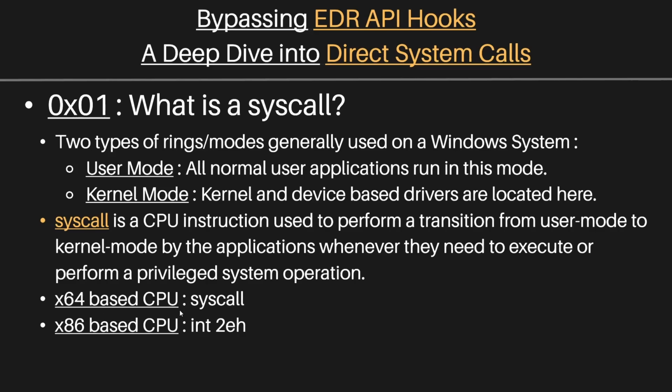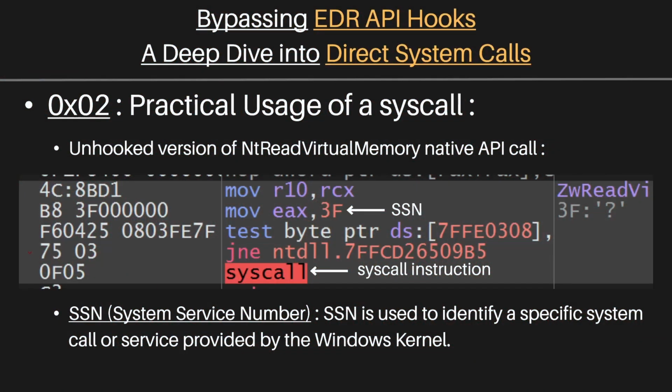On 64-bit based CPU, if you want to perform a syscall, the instruction used is going to be syscall itself. And on x86-based CPU, which is the 32-bit architecture, if we want to perform a syscall, the instruction which we use is int 2eh. Alright, so next we have the practical usage of a syscall. Now, this is an image from x64dbg, which shows the disassembled version of the NtReadVirtualMemory native API call. And now, this is the part where I want you guys to pay good attention at, because this is definitely going to be used later on.